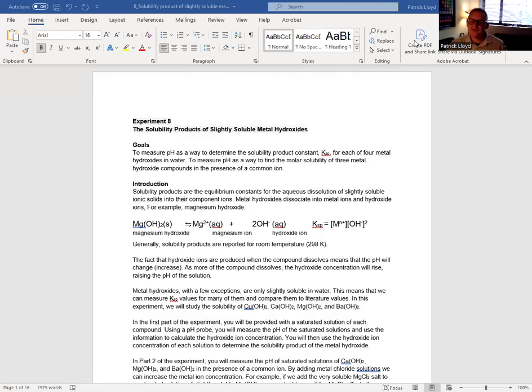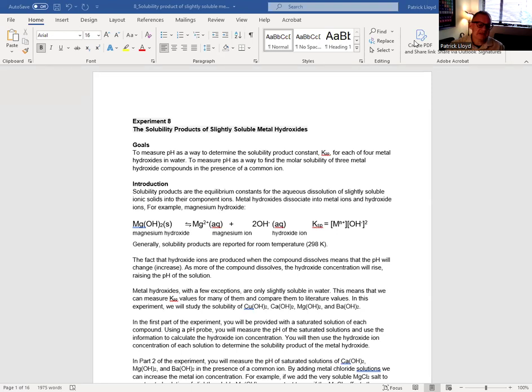Okay, in this video, we're going to do the first part of the calculations for the solubility product experiment. So this is the solubility product of slightly soluble metal hydroxides. We're going to use magnesium hydroxide as an example. I'm going to just make up some data to show you how to do the calculations. Of course, you will use your data from the experiment in your calculations.